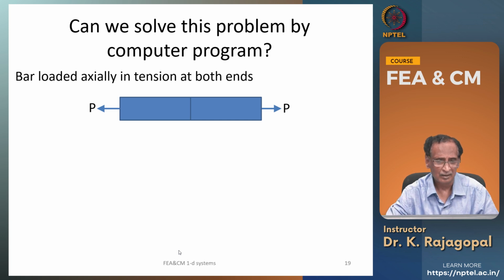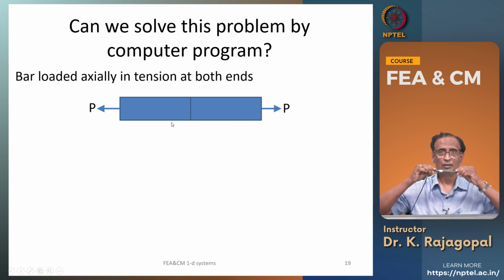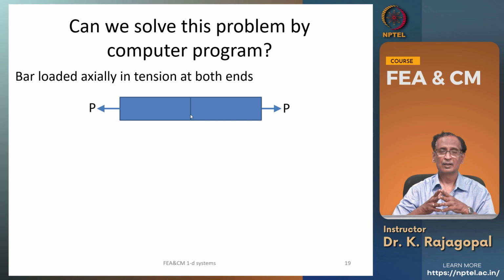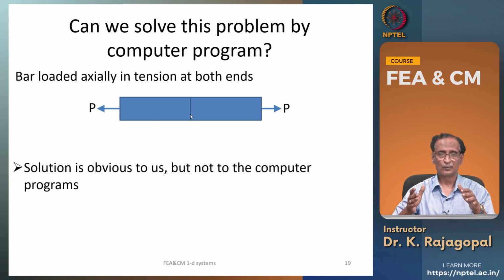So, let us look at conceptually a very simple problem. Let us take one axial element and then go on pulling at the two sides by an equal amount. Okay. And we know that this system is in equilibrium, because we have applied equal and opposite forces at the two ends. Okay. And the solution is obvious to us. The axial force is equal to P, that is the tensile force, and the stress is P by A. Okay.